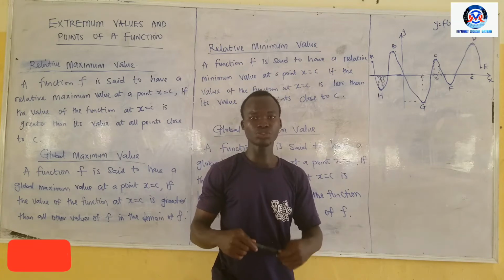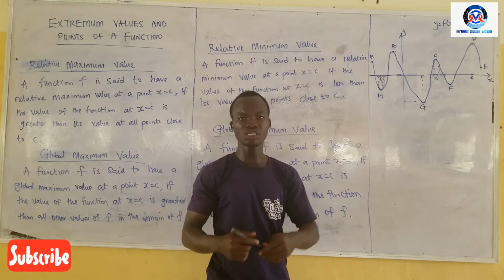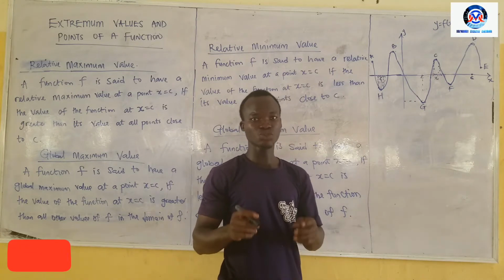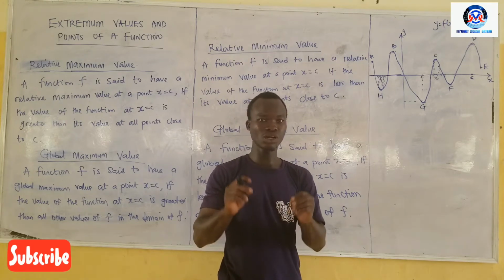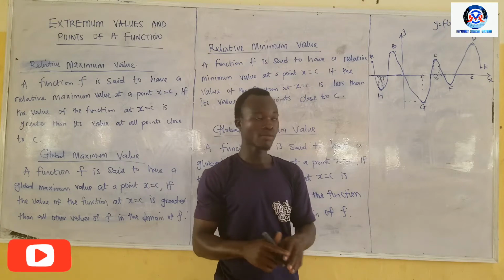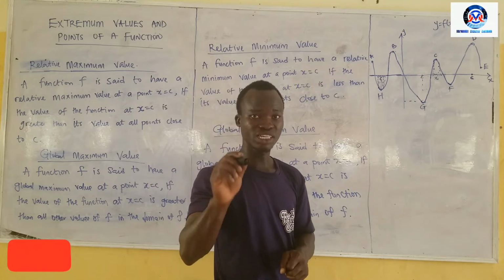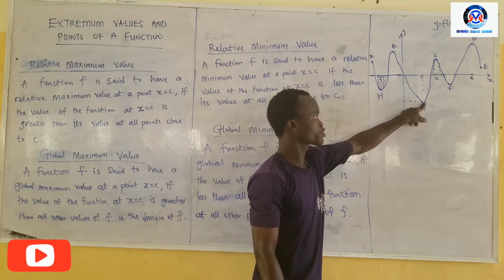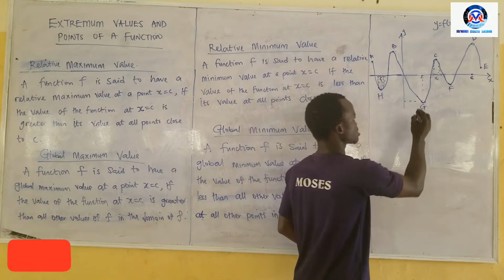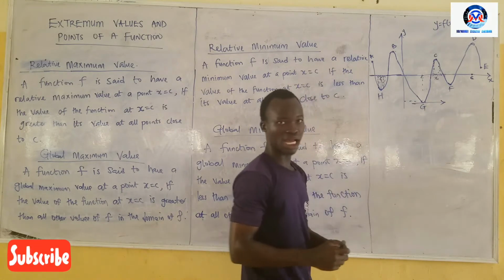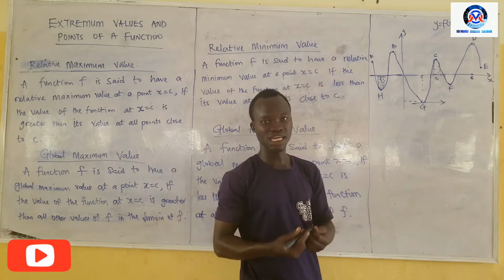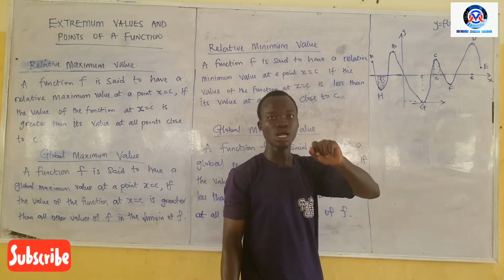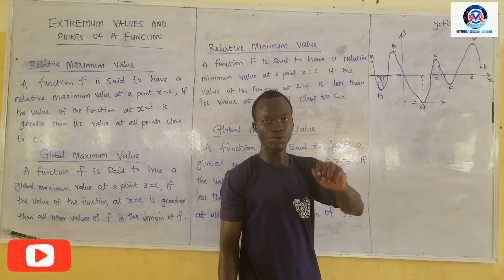And the turning point is also referred to as the stationary point or the critical point. It is the stationary point or critical point because it is the point at which the gradient function of f of x equals 0. Because when you draw a tangent to this point, it will be horizontal, and the gradient of any horizontal line is 0. So that is why we set the gradient function equal to 0, and that indicates the turning point of a function.